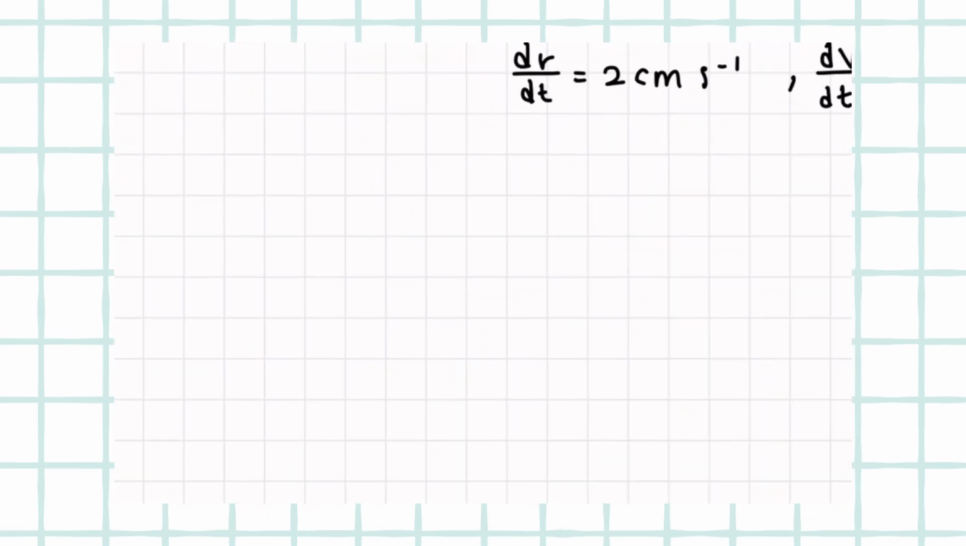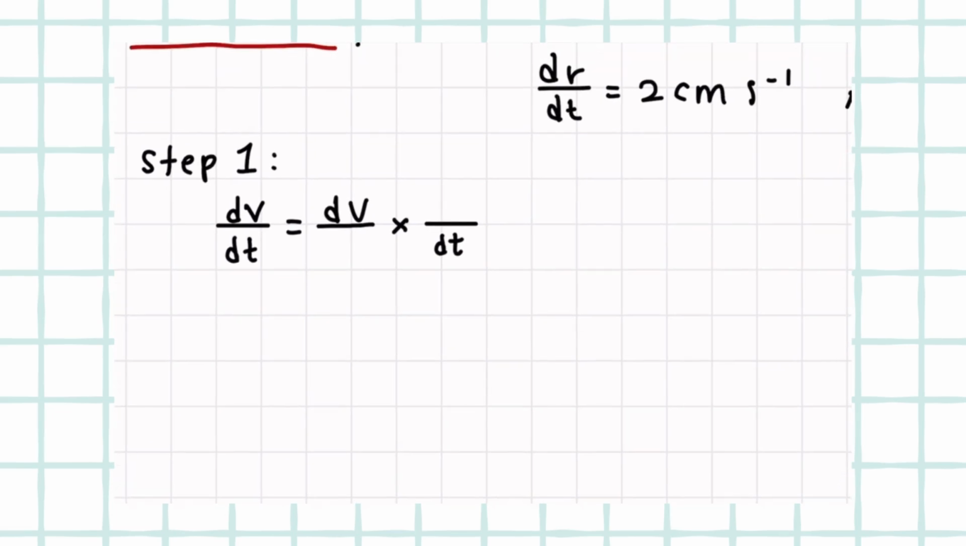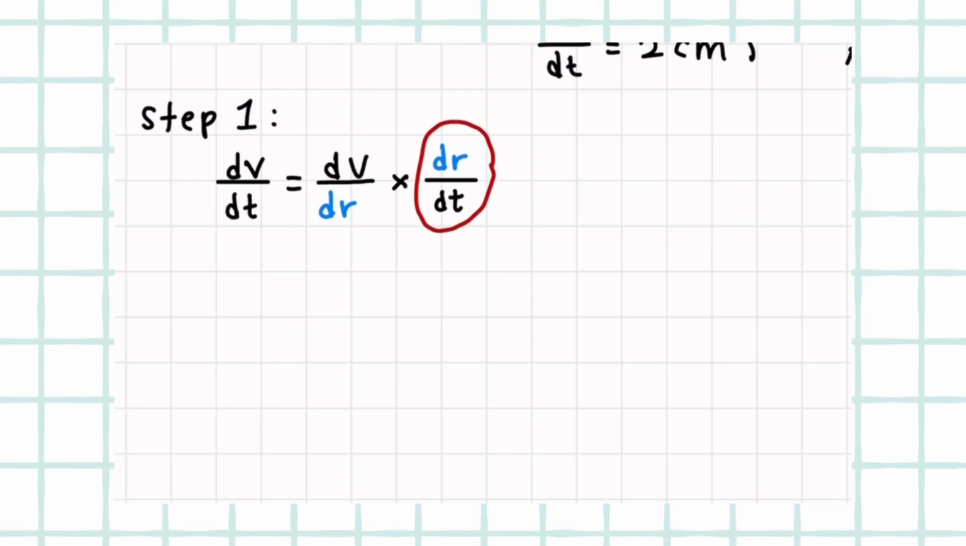Alright, let's move on to the calculation. The first step is you need to separate the dV over dt as shown. Then, substitute dr over dt from the information given into the blank space. Now that we know dr over dt is 2 cm s⁻¹, so it is settled.